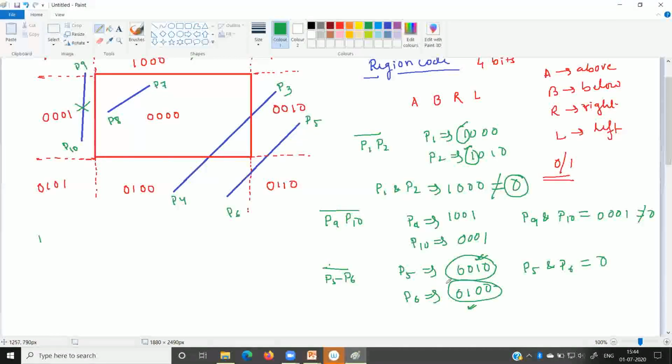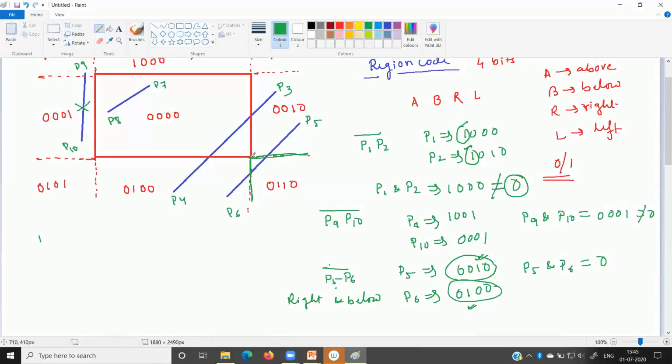So with which line do we have to find out the intersection? You can see easily that this R bit is 1 and the below bit is 1. That means the line segment P5, P6 is intersected with the right boundary and the below boundary of the clip window. Right boundary means this one and the below boundary will be this one. So we have to find out the intersection points of the line P5, P6 with this one and with this one.